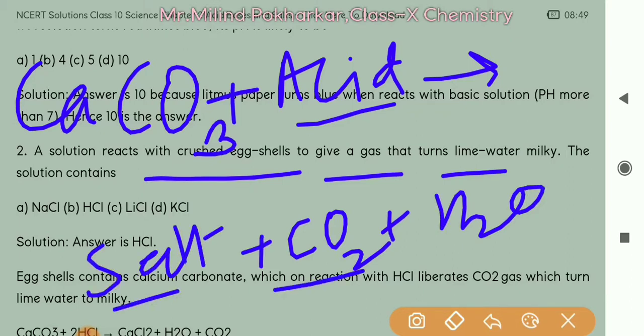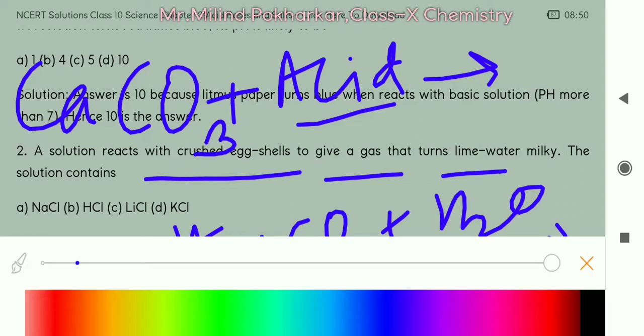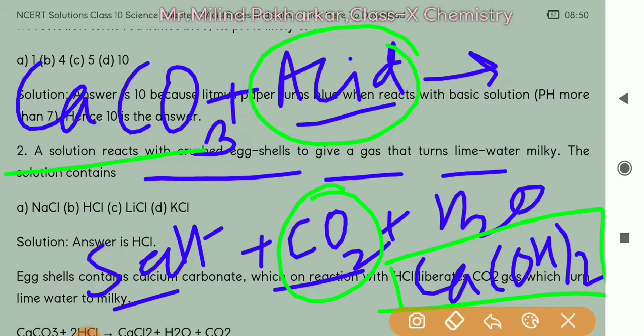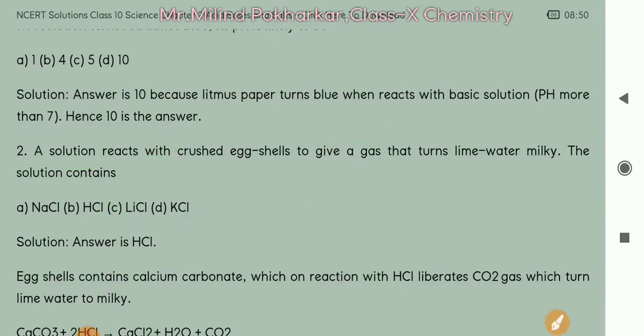Here CO2 is passed to the lime water. Lime water is calcium hydroxide. So when this CO2 gas is passed through calcium hydroxide, it turns milky because of the formation of calcium carbonate. So the correct answer is an acid. NaCl is a salt, HCl is an acid, LiCl is a salt, KCl is a salt. So there is only one acid present here, that is HCl. So HCl is the correct answer.